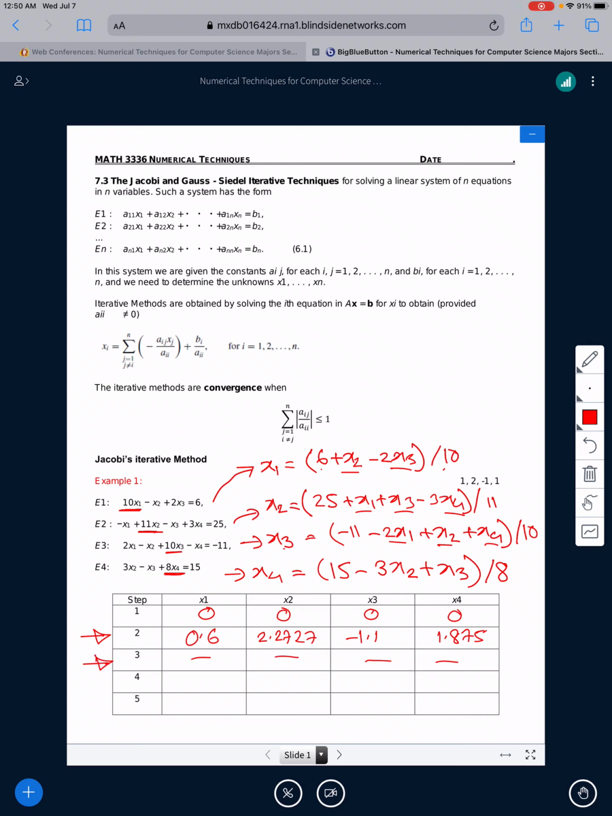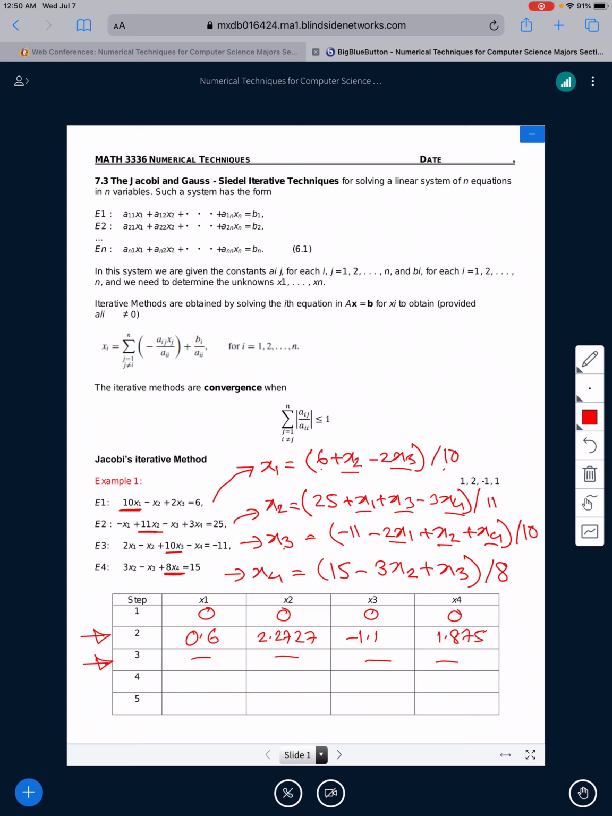I have used an Excel sheet to complete the calculation, so right now I'm going to share my screen with you, and here it is. In the first step we said we are taking x1, x2, x3 and x4, all of them are 0, and we use them in the second step. This is giving us 0.6, 2.2727, negative 1.1, 1.875.